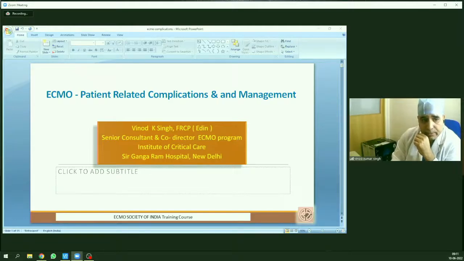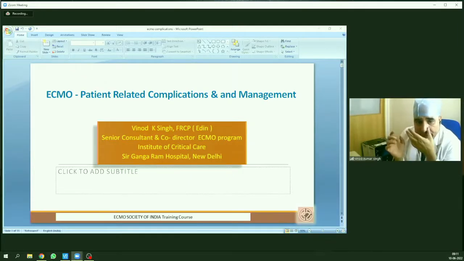And what I'm going to talk about is the incidence, the diagnostic workup, and how to prevent and how to manage these complications. Because the complications can occur to the patient, but it's quite possible that it could be a technical complication related to the machine like ventilator and ECMO, or it could be a complication related to the cannulation itself, or it could be a complication because the patient's clinical condition has deteriorated. So, as an ECMO physician, it is our duty and our responsibility to find out where the problem is and how to tackle those problems.